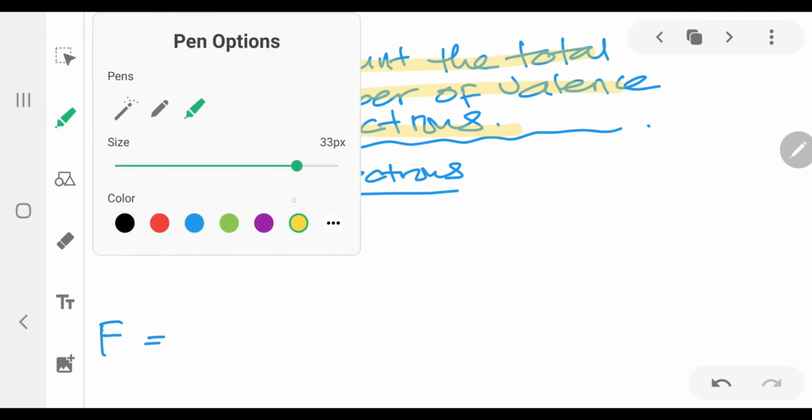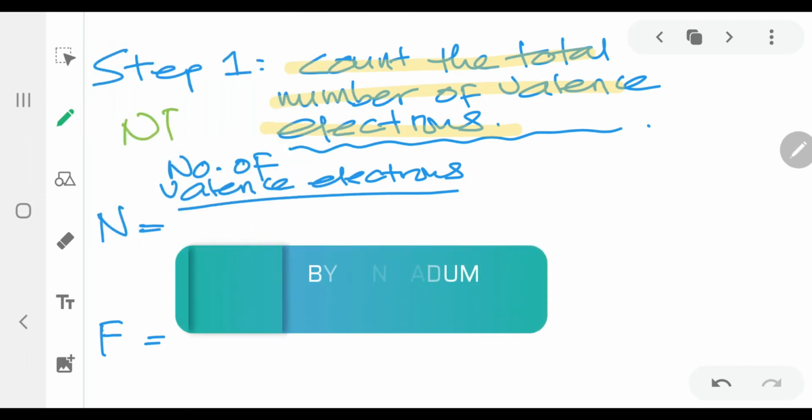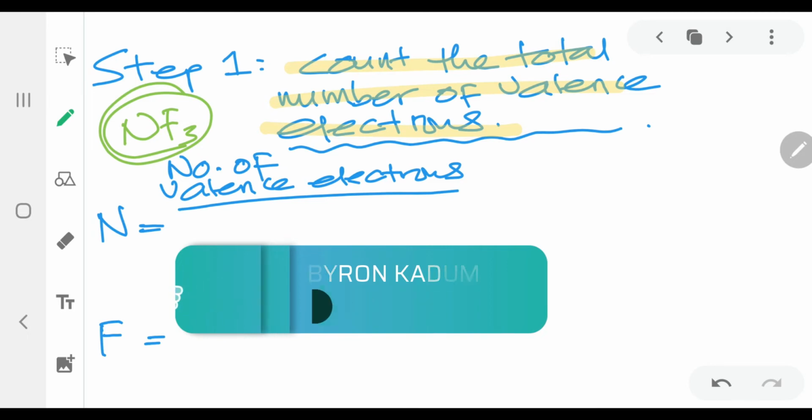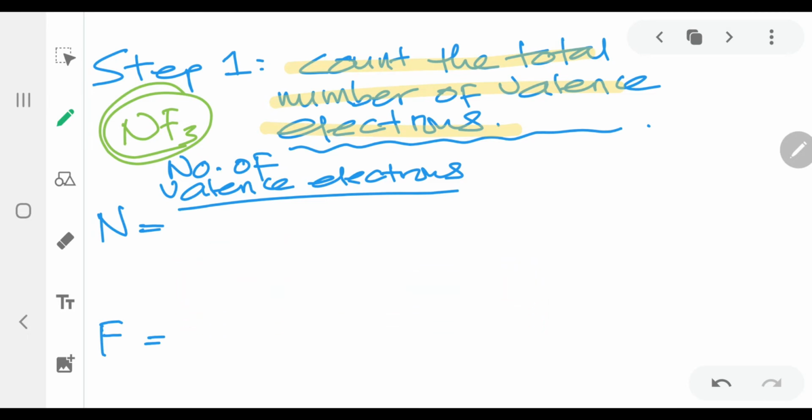Okay, we know that the given molecule involves one N atom and 3 F atoms, and we need to know the number of valence electrons for both. There are 2 ways of doing that. Either you can memorize the position of the atoms on the periodic table. For example, I do remember that nitrogen is situated in group 15 in the periodic table.